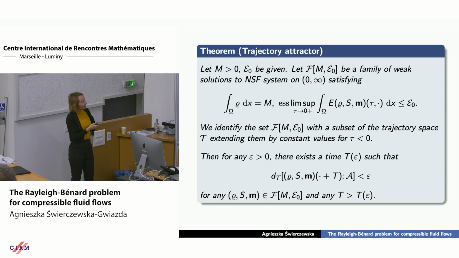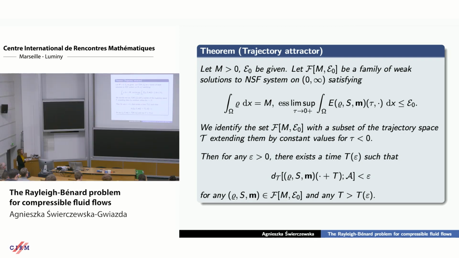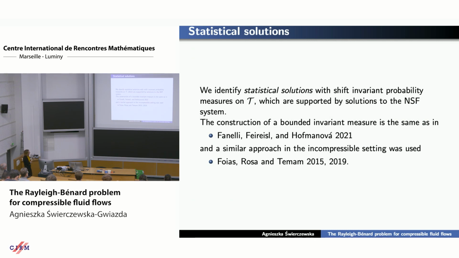And then we are ready to claim the existence of the trajectory attractor. So if we denote by F a family of weak solutions with mass equal to m, and with that condition, then we identify this set with the subset of the trajectory space, extending them by constant values for negative times. And then we have the convergence in the appropriate metric. Good. So the next conclusion that we can have is about the statistical solutions.